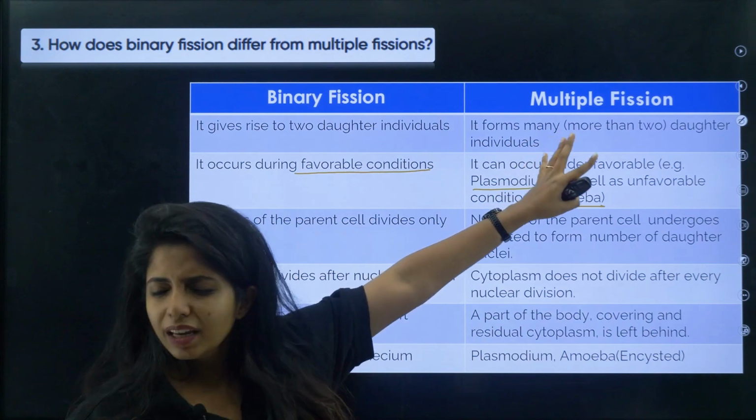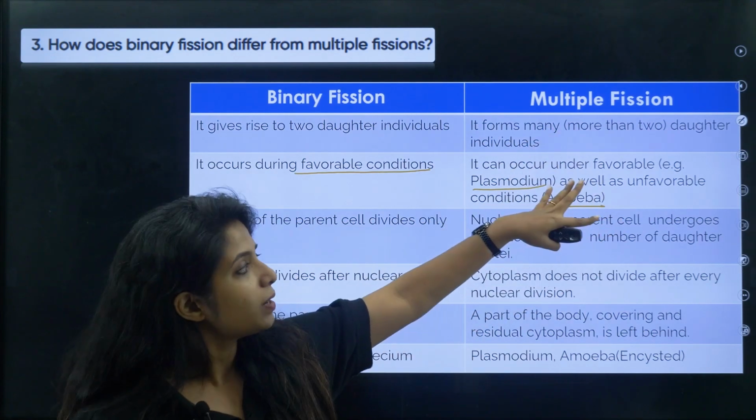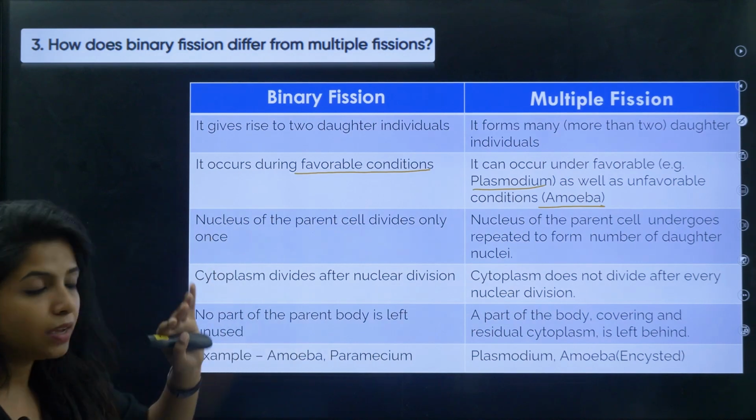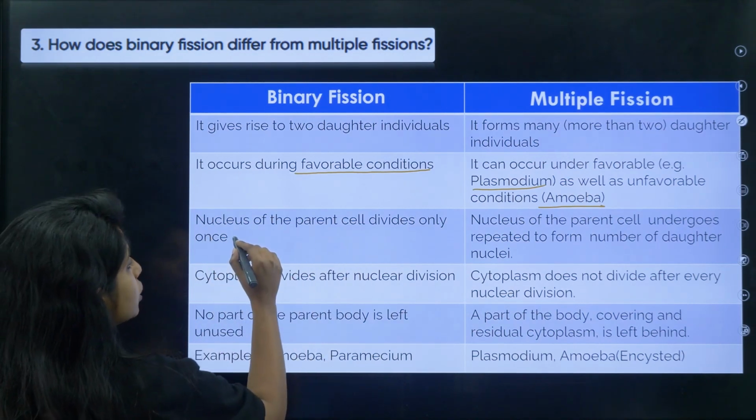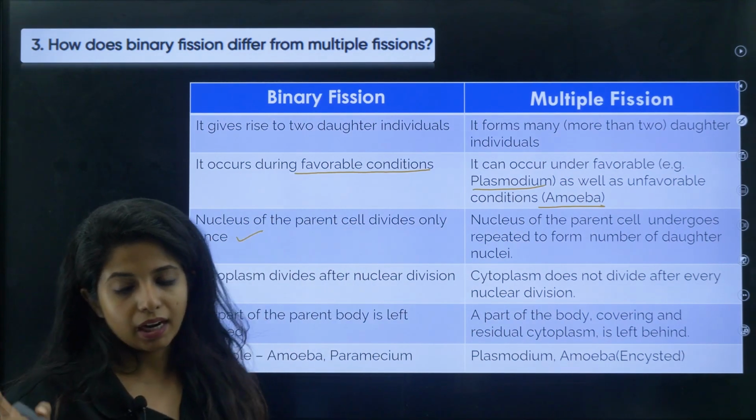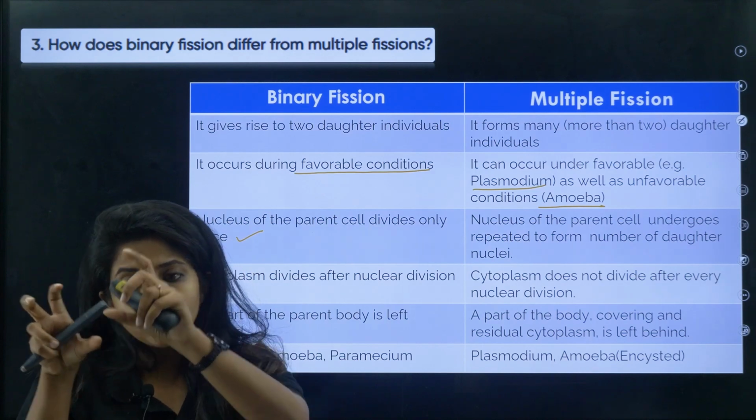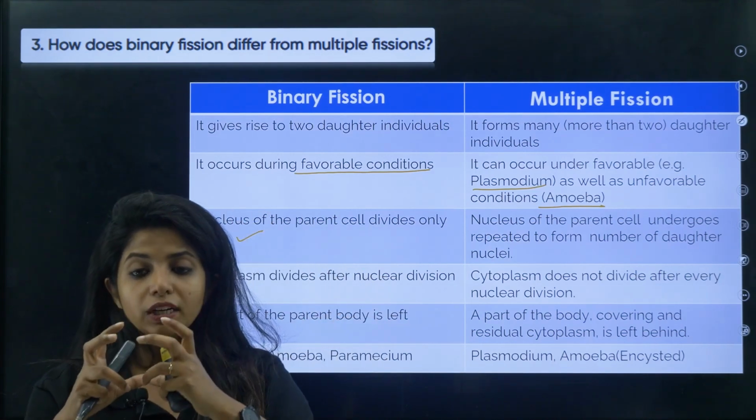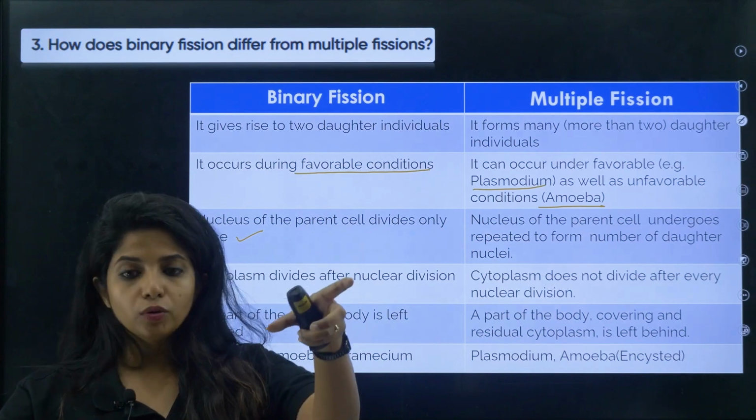Multiple fission. That's a very rare case. Okay, so for Plasmodium it is favorable, but for amoeba it becomes unfavorable. Now the nucleus of the parent cell divides only once. You know that in the case of amoeba it was dividing the nucleus only once and then it was dividing into 2, that's all.